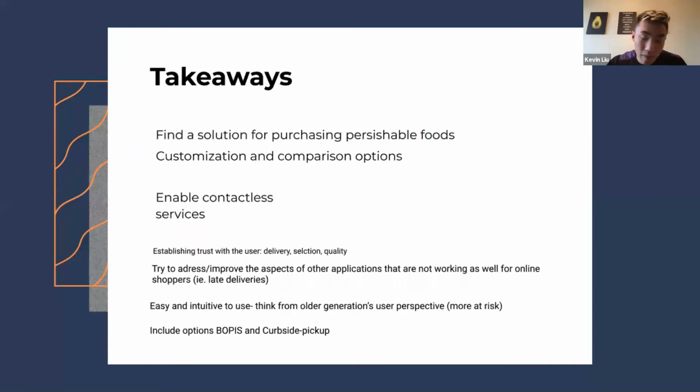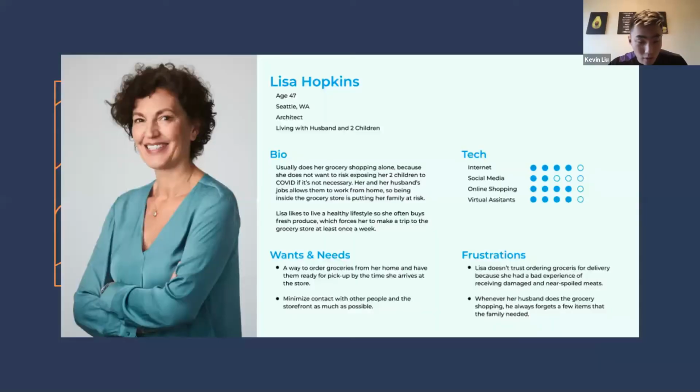Then we made a list about what we observed from the data. So obviously we want to find a solution for purchasing perishable foods, customization, and listed out a bunch of things that we want to incorporate into this app. You can look through that.